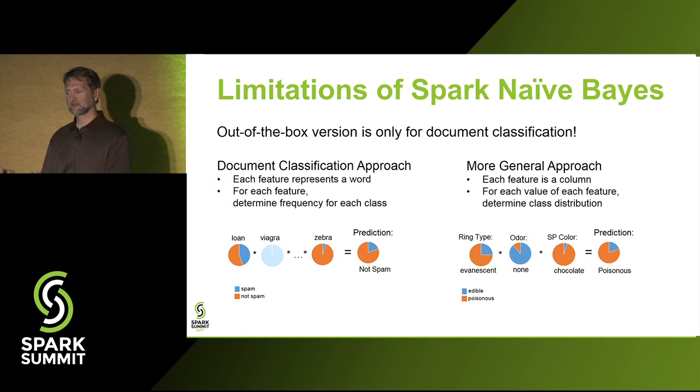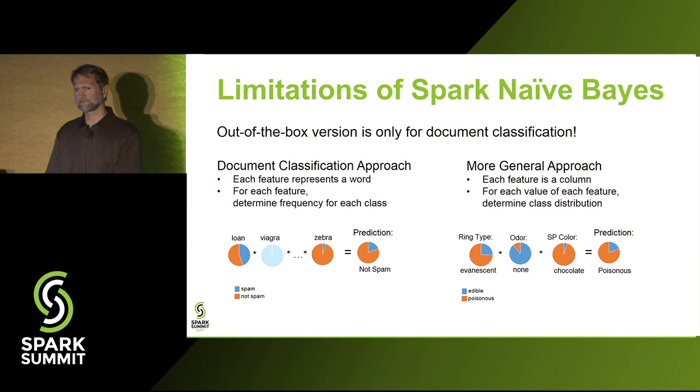And so if I have a new email and it contains the word loan and zebra, and maybe other words, but we're not going to consider them for simplicity, what we'll do is multiply together the 2 pie charts for loan and zebra, which have those relative frequency distributions, and normalize it to come up with the third posterior probability distribution, which gives us our prediction because the largest slice is orange, so that means not spam. Now, what if the email contained Viagra in it? That would skew the result much more toward it being spam.